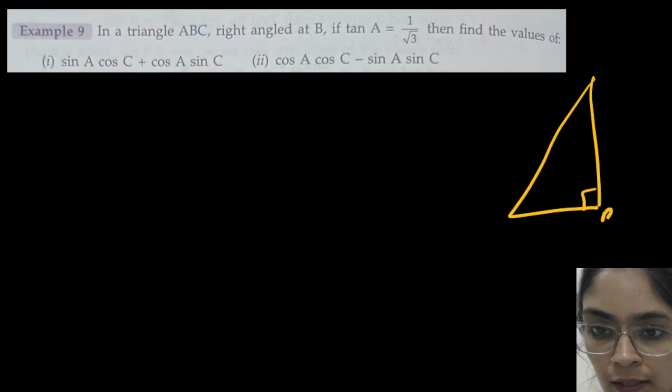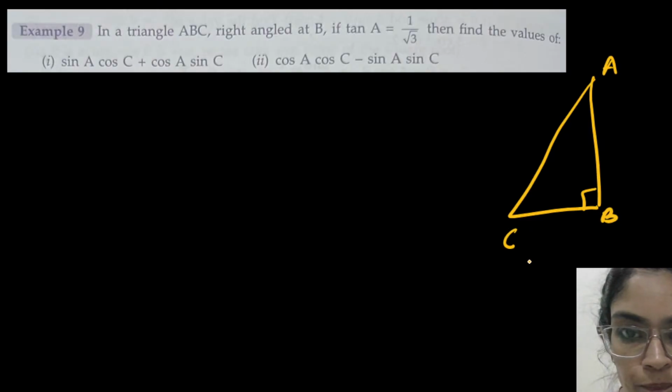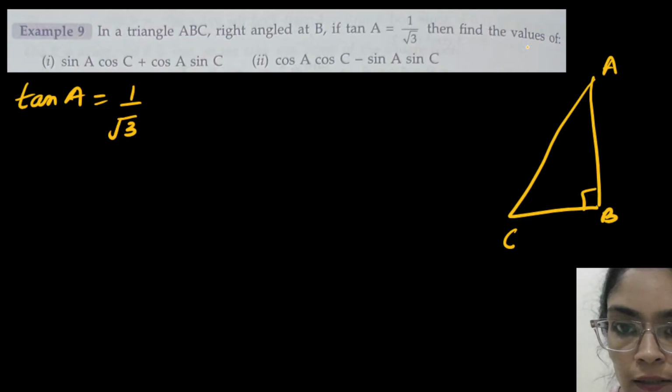Next question you can see on my screen. In triangle ABC, right angled at B. So one triangle is there. I'll just draw the figure. Triangle right angled at B. So this is right angled at B. So the name of the triangle is ABC. So tan A's value is given to us. What is the value of tan A? Tan A is equal to 1 by root 3.